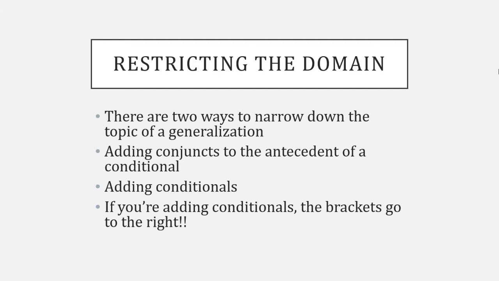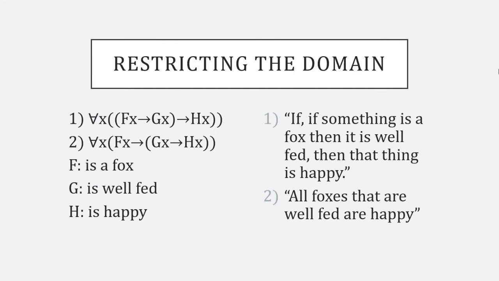If you're doing the second one, if you're adding a series of conditionals, it's a perfectly reasonable way of doing it, but the brackets have got to go on the right. And let me show you why. I think I was not clear enough about this in class when we presented it the first time. Let's compare these two ways of symbolizing this sentence.